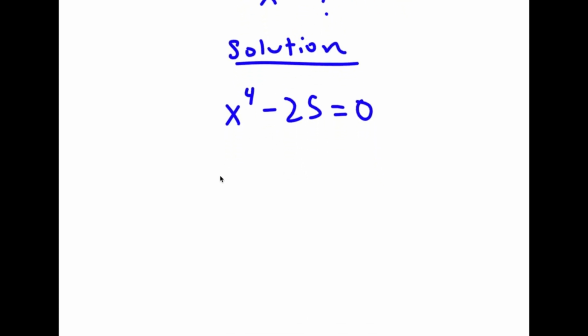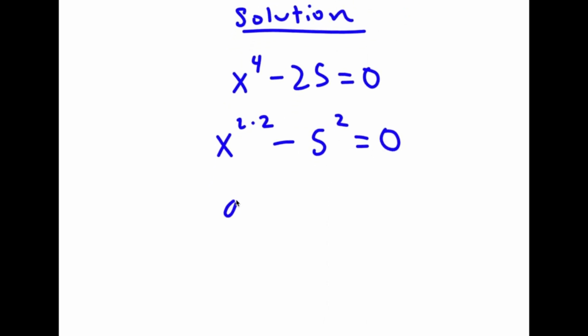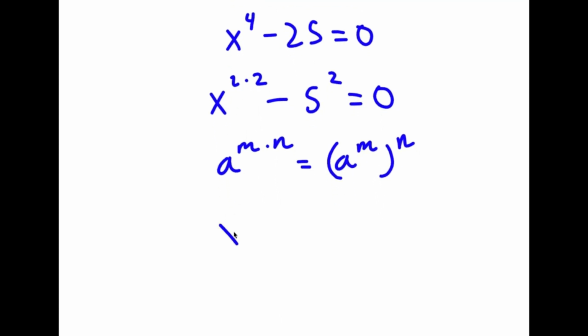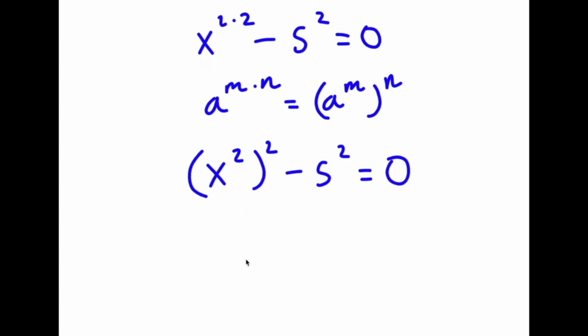Now I'm going to rewrite x to the power of 4 as x to the power of 2 times 2, and I'm going to rewrite 25 as 5 squared. If I have something in the form a to the power of m times n, this is equal to a to the power of m to the power of n. So in this case, x to the power of 2 times 2, I can rewrite as x to the power of 2 to the power of 2. Now I have this minus 5 to the power of 2 is equal to 0.